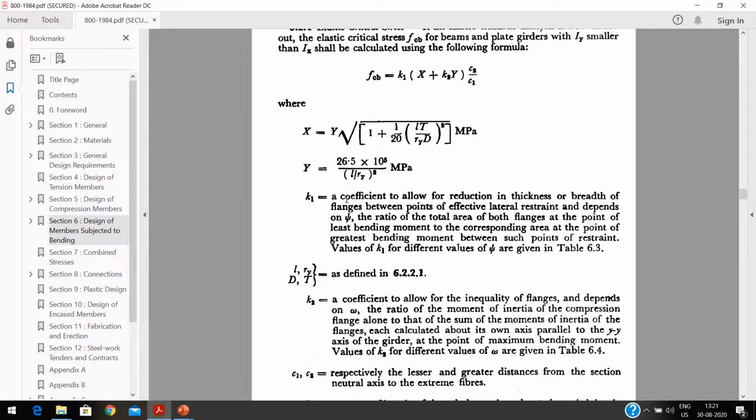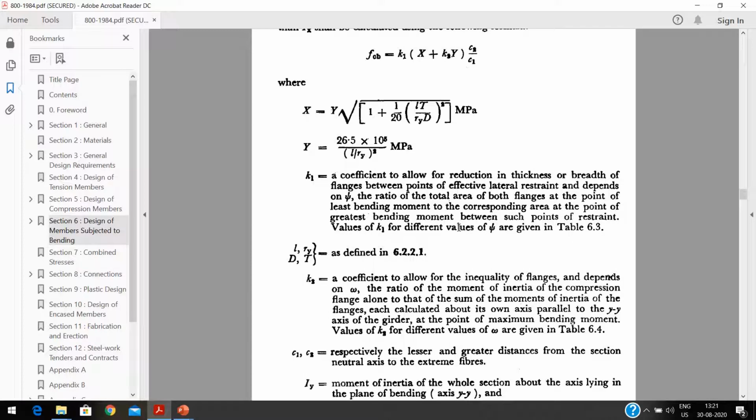K1 is the coefficient for the reduction of thickness of breadth of flanges between points of effective lateral restraints and depends on psi, that is the ratio of the total area of both flanges at the point of least bending moment to the point of greatest bending moment. In our case the ratio is 1 because we are not going to change the section. If the section has been curtailed, that becomes a possibility.